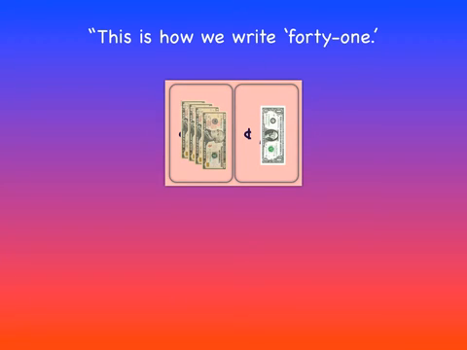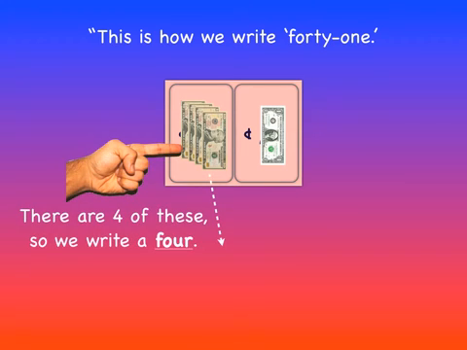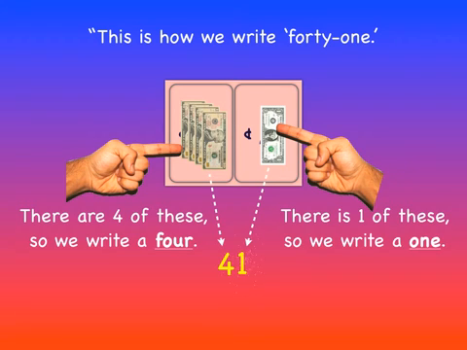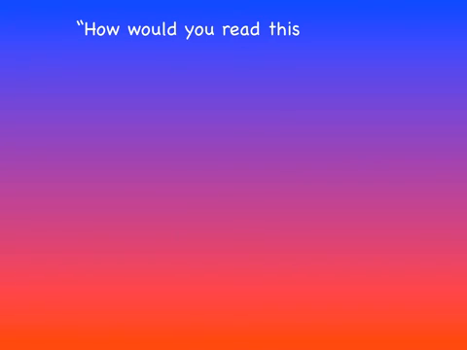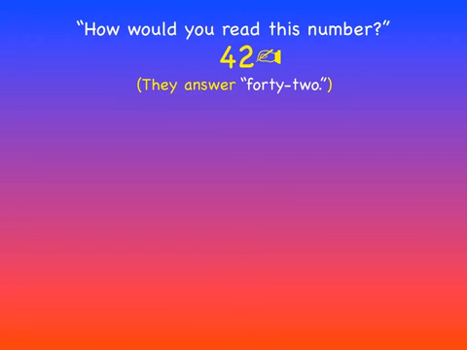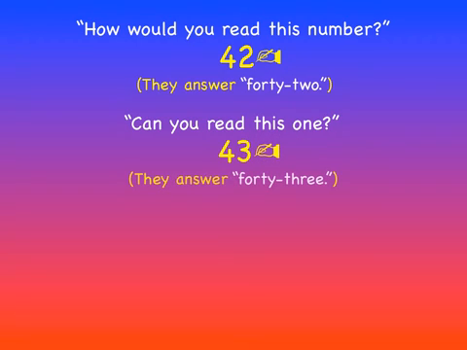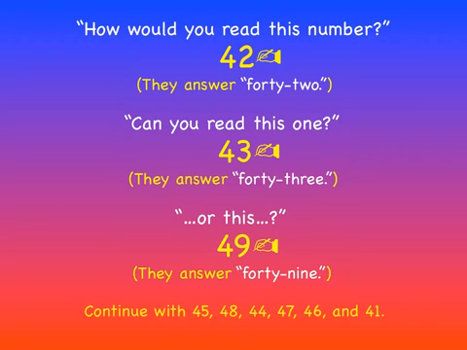This is how we write 41. See, there are 4 of these, so we write a 4. But there's only 1 of these, so we write a 1. 41. Well, here's a question. How would you read this number? They should answer 42. That's right, 42. Can you read this one? 43. Or this? 49. Continue with 45, 48, 44, 47, 46, 41.